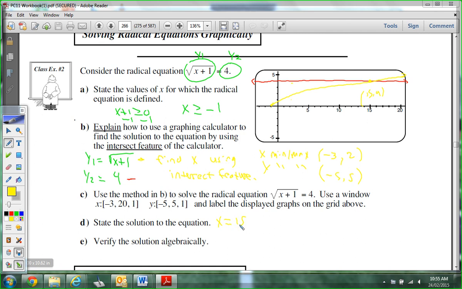And we can verify that. How we can verify that is we can plug 15 in right here. So what's 15 plus 1? What's the square root of 16? Does 4 equal 4? Yeah, so it's verified as well. So it is true. Any questions with that? So we just did the quick verification here. I just did E up there.